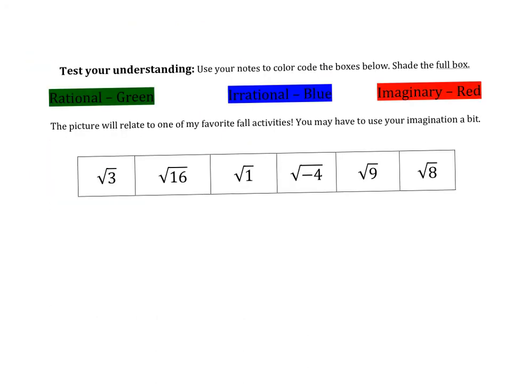Your task is going to be to classify numbers as rational, irrational, or imaginary. If you don't have this sheet, then you could just do these 6 examples as practice. I'm going to look across and decide which of these are rational, irrational, and imaginary.